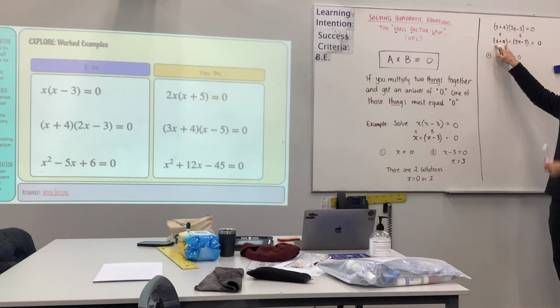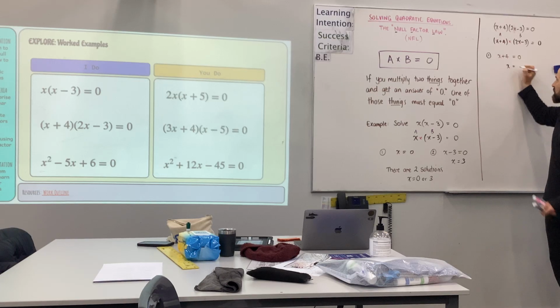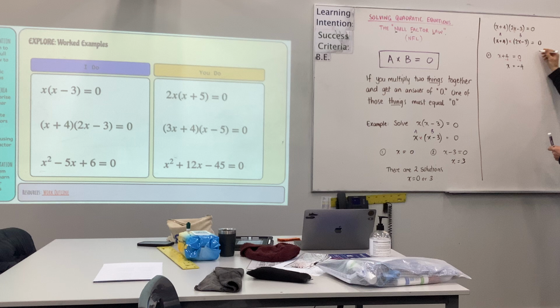So if this part equals 0, x plus 4 equals 0, what does x then have to equal? Negative 4. We take away 4 from both sides. So that's one possibility. Or my second possibility is 2x minus 3 equals 0.